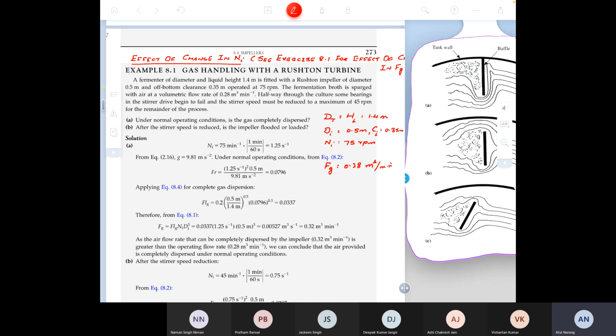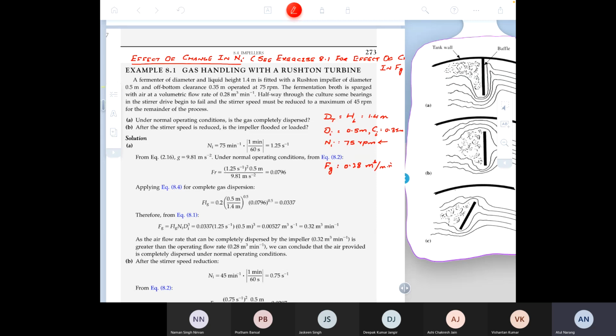So this is what I was telling you, that in this problem, there is an abrupt change in N_I, and this is like the green curve that I had drawn. They're asking you, is the gas completely dispersed under normal operating conditions? Normal operating conditions would be when they are operating at 75 RPM. And then it says, after the stirrer speed is reduced, is the impeller flooded or loaded? So N_I equal to 75 RPM is what you have at the beginning, and N_I equal to 45 RPM is what you have later on.